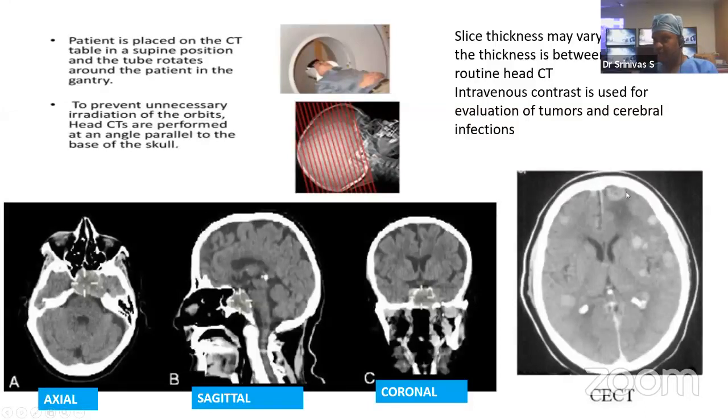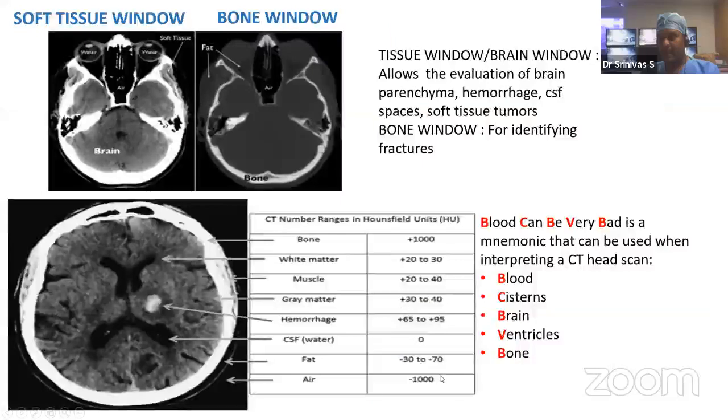This could be a mass, and we have to investigate more to know what is the structure of these masses. When we do a CT scan of the head, we get axial, sagittal, and coronal sections. And also we get soft tissue windows and bone windows. The soft tissue window is used to evaluate the brain parenchyma, hemorrhage, CSF spaces, and soft tissue tumors. Bone window is used for identifying the fractures.